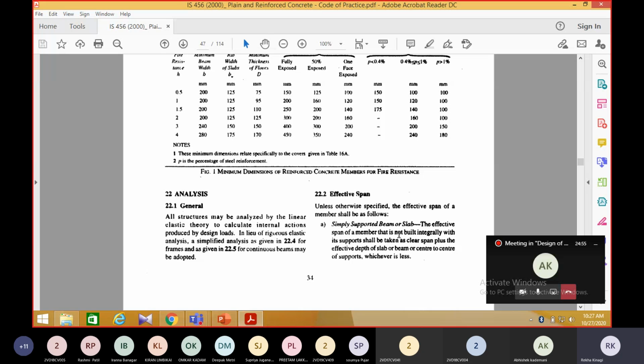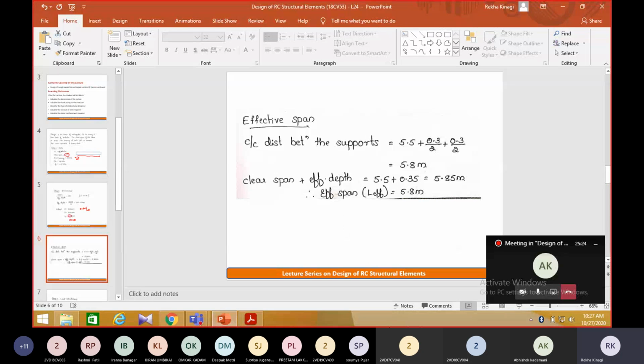The effective span of a member that is not built integrally with its supports shall be taken as clear span plus the effective depth of the slab or beam, or center to center of supports, whichever is less. There are two criteria to be considered here. Those two criteria are center to center distance between the supports and clear span plus effective depth.